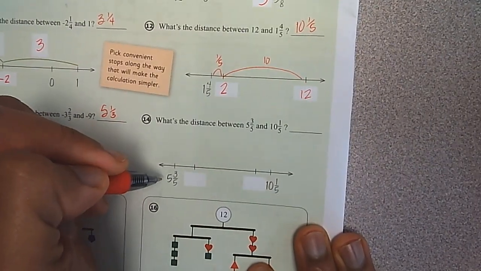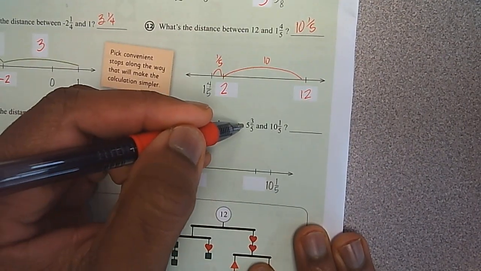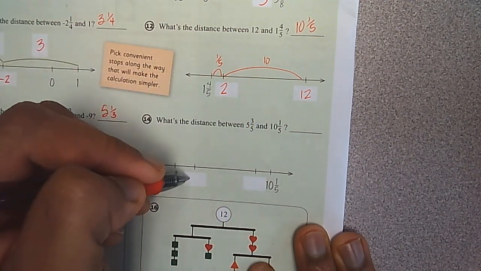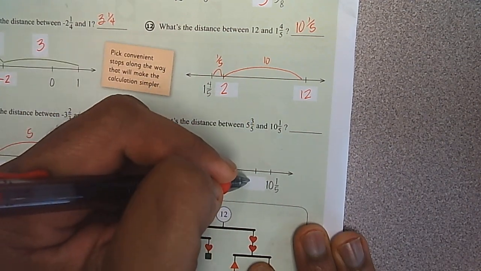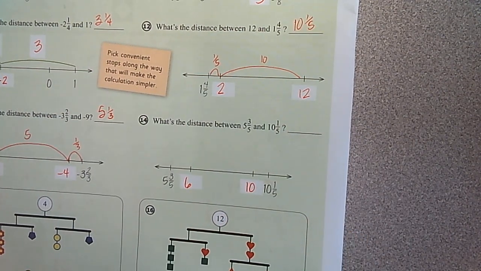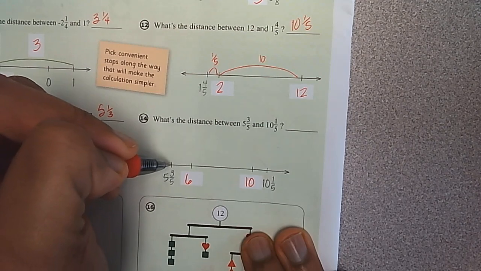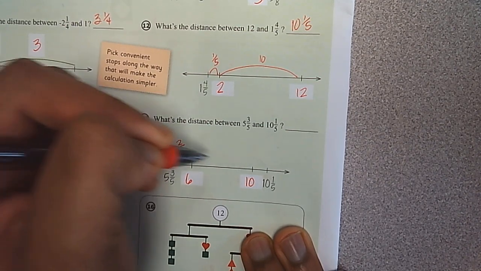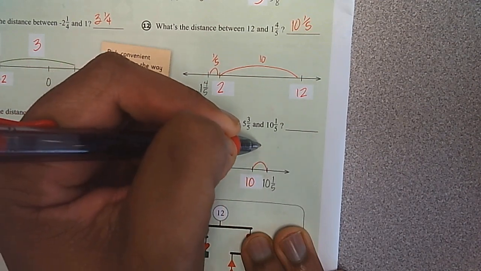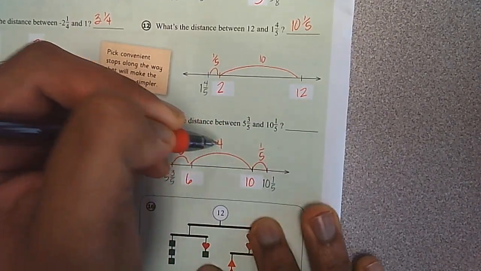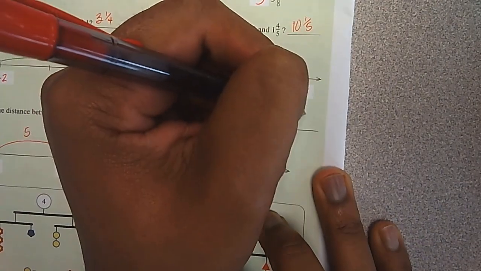What's the distance between 5 and 3/5 and 10 and 1/5? So my next integer would be 6. My last integer would be 10. Yeah, I almost put 9, but I didn't. So this is going to be 2/5. This is going to be 1/5. And then that's going to be 4. So this is going to be 4 and 3/5.